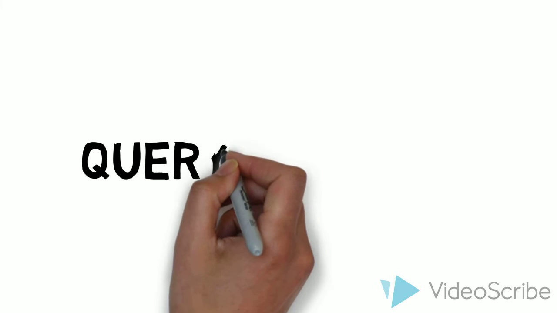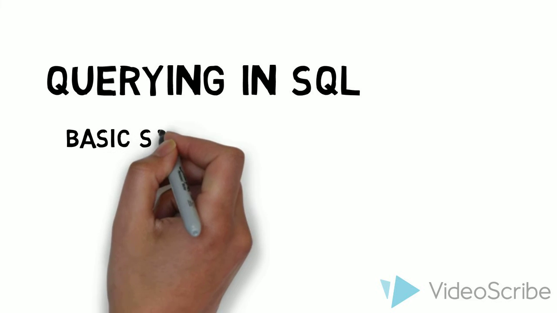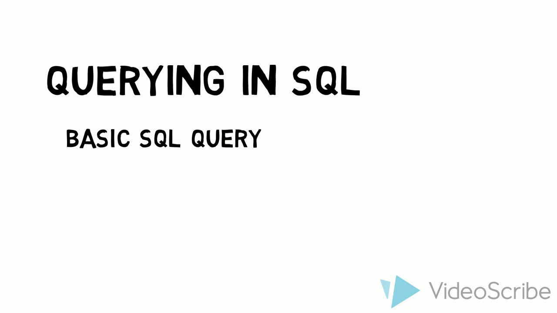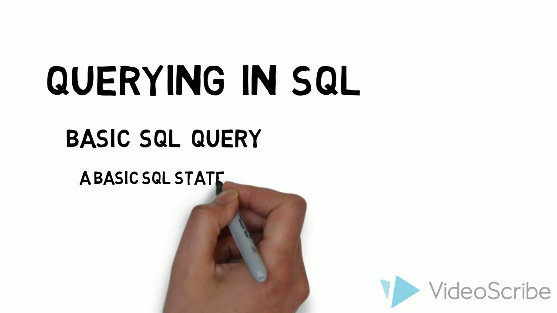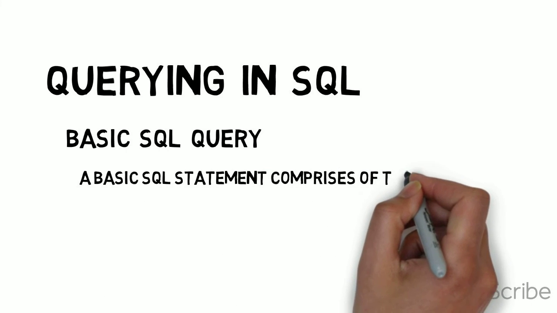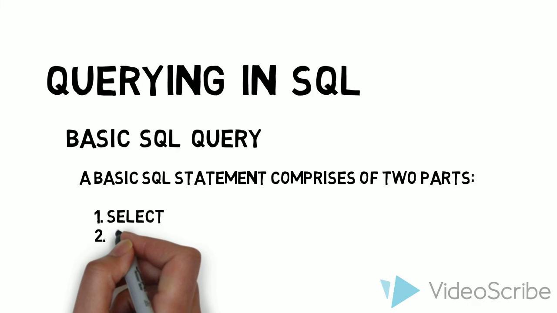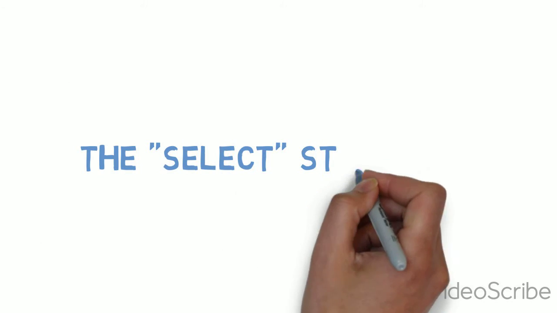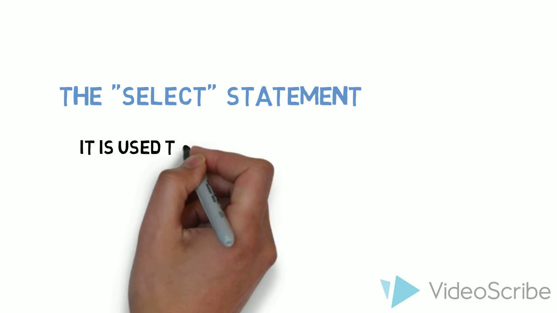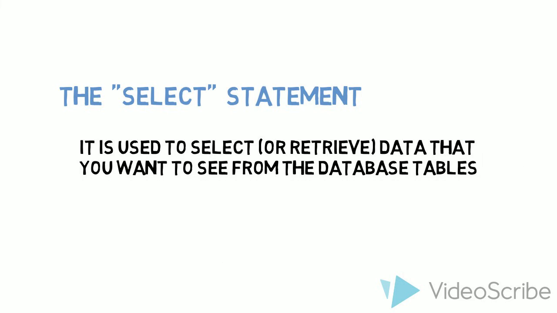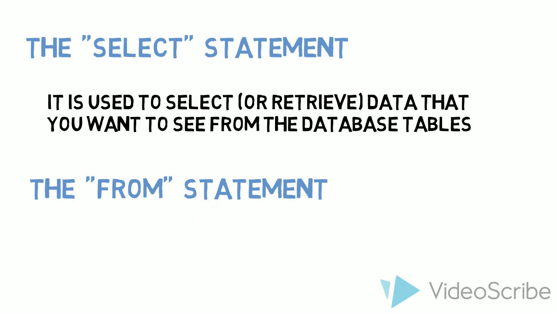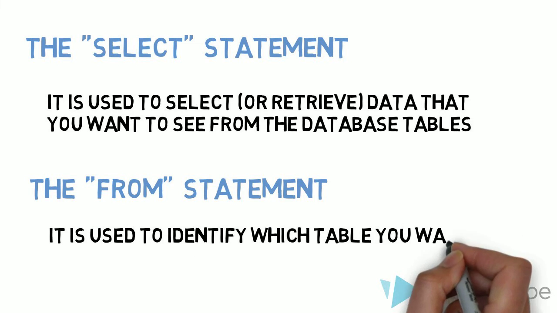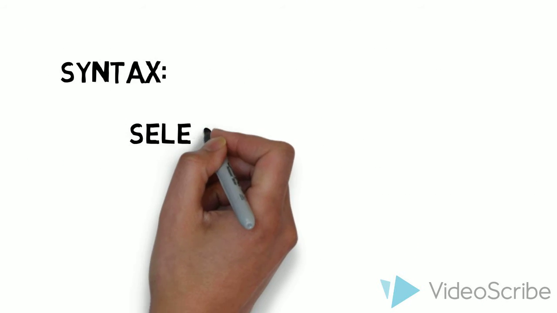Let's start with the basic SQL statements, their use and syntax. Please note that SQL statements are not case sensitive, so you can type in whatever way you want. A basic SQL statement. This is like the SQL version of displaying hello world. It gives you a good feel, but it is useless in practical life. A basic SQL statement comprises two parts, select and from, and they work exactly like their names. Select, as the name suggests, is used to select data that you want to see from the database tables. The from statement is used to identify which table you want to access from the database. Syntactically, they look something like this.